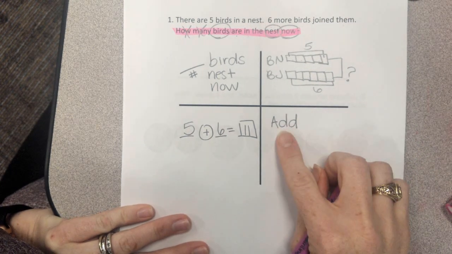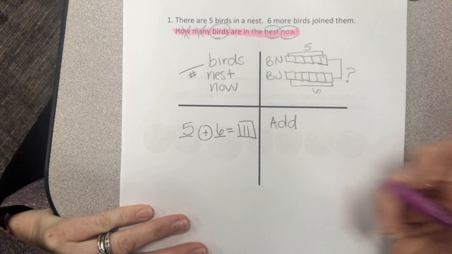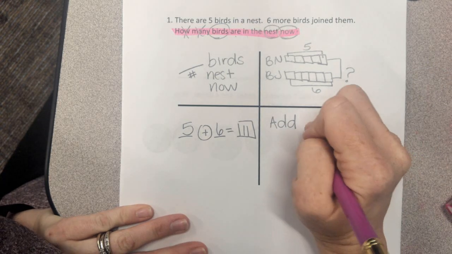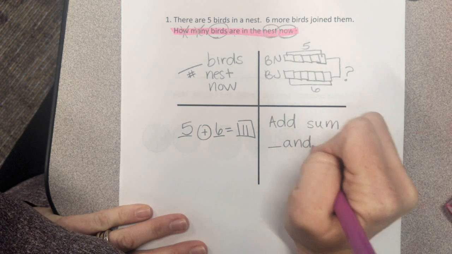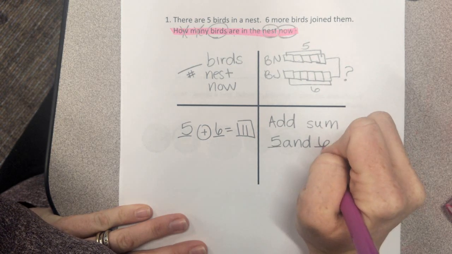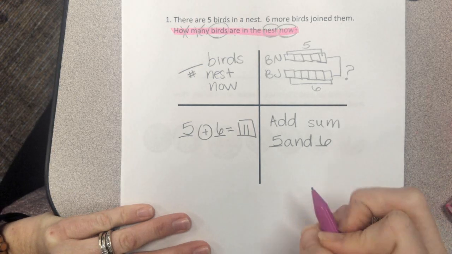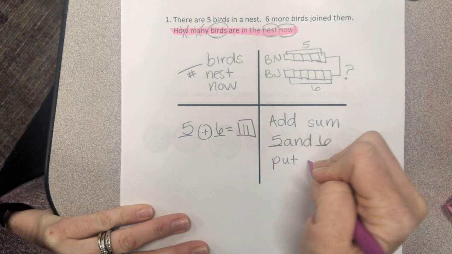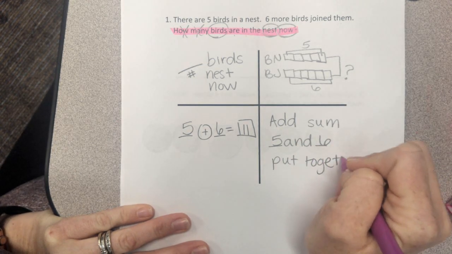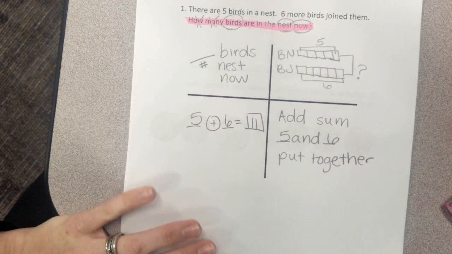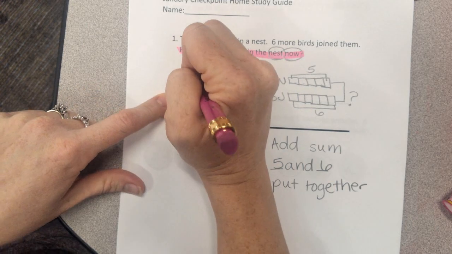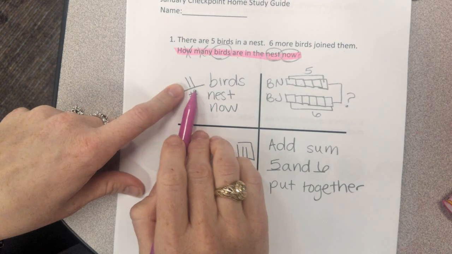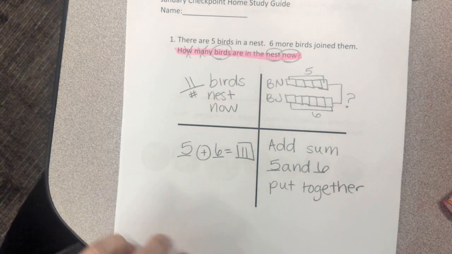Did we add or subtract? We add. When we say add, we know it's a small word, and another word that means add is sum. We say our 2 numbers we added together, 5 and 6, and that's called put together. That is our action that we did. And there is our addition window pane. Oh, and we don't forget to go back and put our answer. We have 11 birds in the nest now.